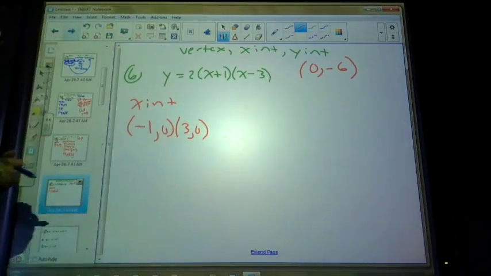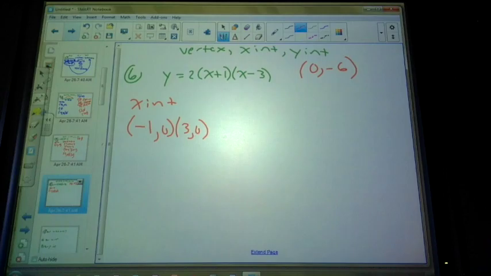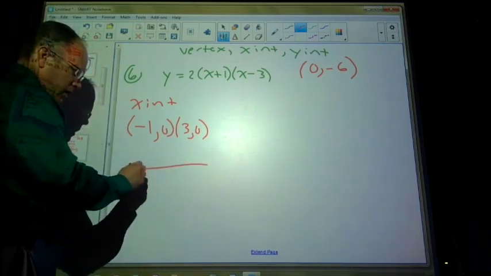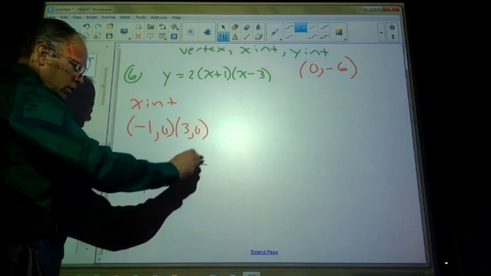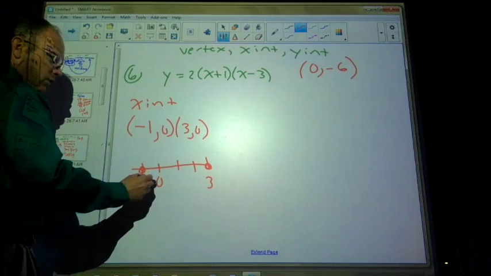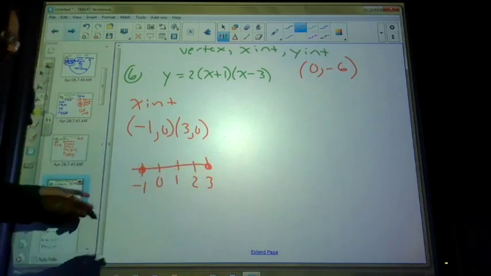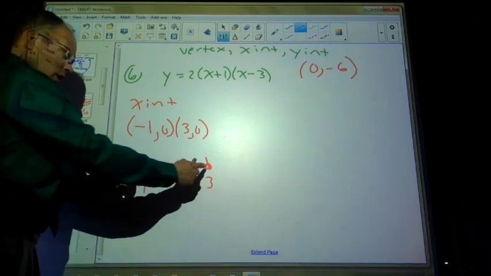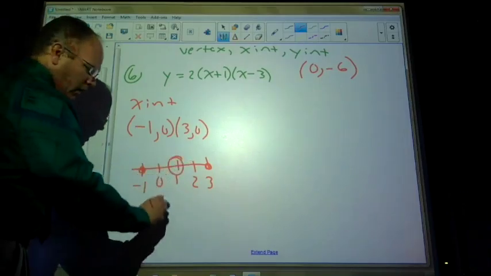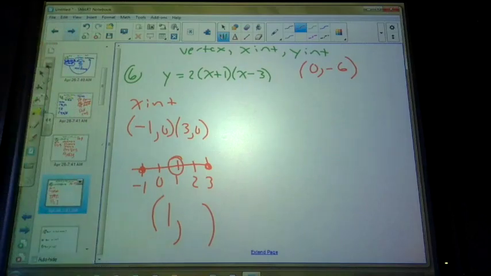And then if we wanted to find the vertex, two ways we could do it. Because we know the x-intercepts, we know the vertex happens halfway in between those. So let's think about this for a second. If I have -1, 0, 1, 2, and 3. Wait, it's 1. -1, 0, 1, 2, 3, right? So let's see. Bring it in. So here at 1 comma something, we'll have our vertex.